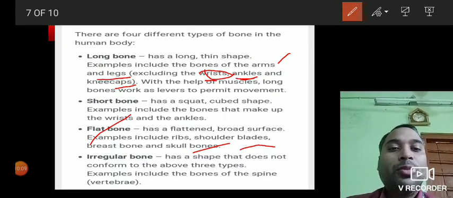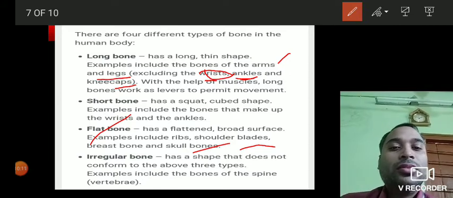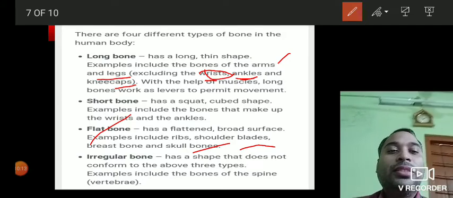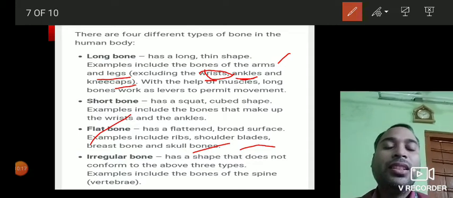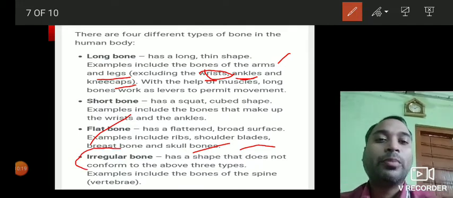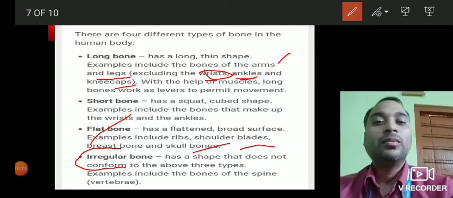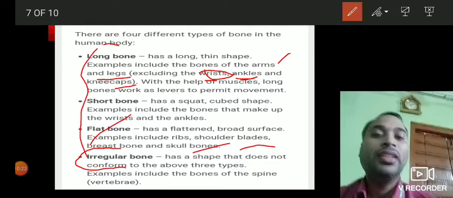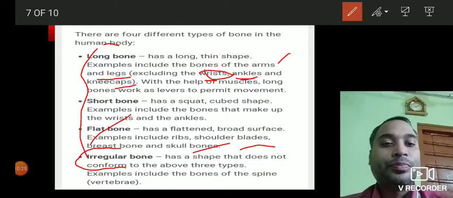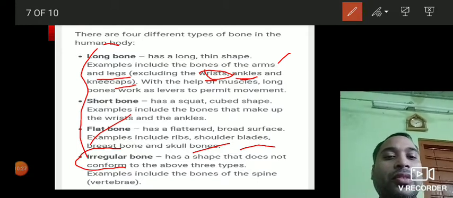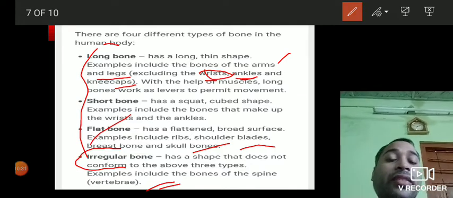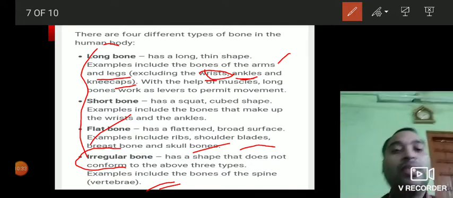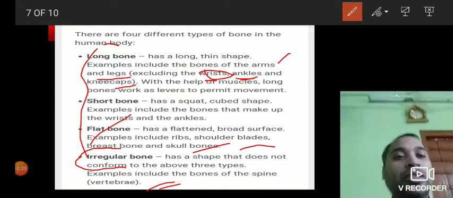Then irregular bone is a shape that does not conform to the above three types. Irregular means they do not have any proper regular shape, so it does not come under any of the above three types of bones. This includes bones of the spine, the vertebrae, which are irregular in shape. So these are the four main types of bones.